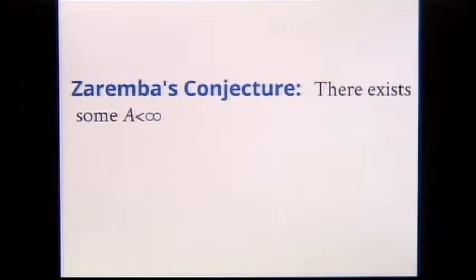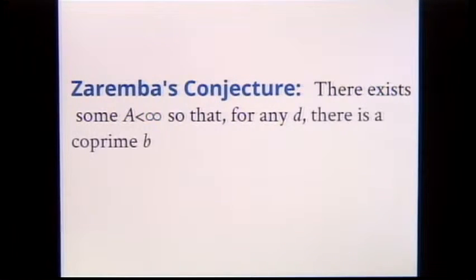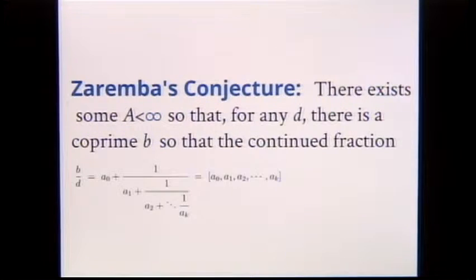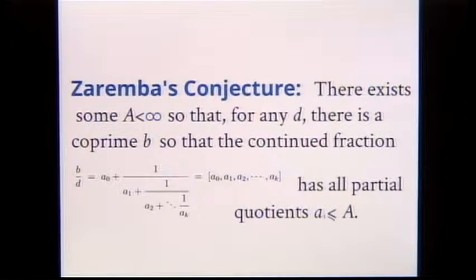Okay, here's the conjecture. There exists some A. Think of A as like 100 or 10 or something. There's some absolute constant, so that for any D you give me, I can find a coprime integer B so that when you write B over D as a continued fraction, A0 plus 1 over A1 and so on, all of these partial quotients, the AJs, are at most 100, or at most 10, or at most 5. That's the conjecture.